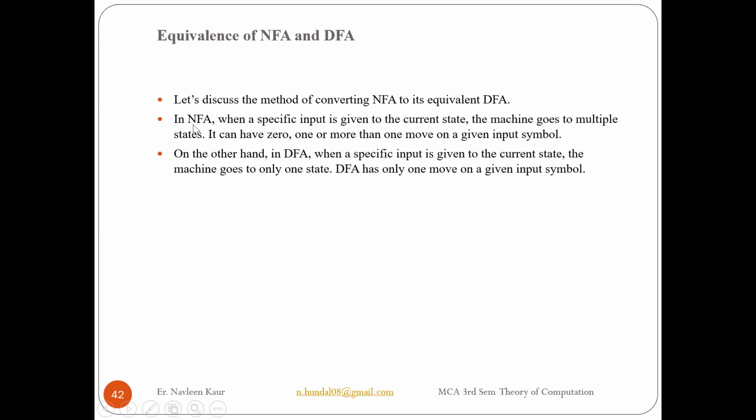So in NDFA, what was happening was that when a specific input is given to the current state, the machine goes to multiple states. There were multiple possible outcomes. It can have 0, 1, or more than one move on a given input symbol. What do I mean by 0? If I give it some input, maybe nothing is generated and no state can be reached, maybe one state can be reached, maybe 2 states, maybe 3 states.